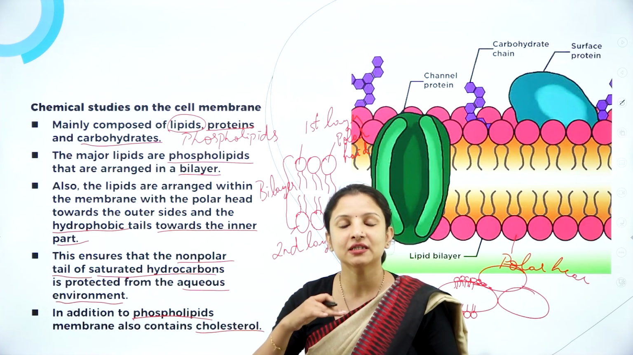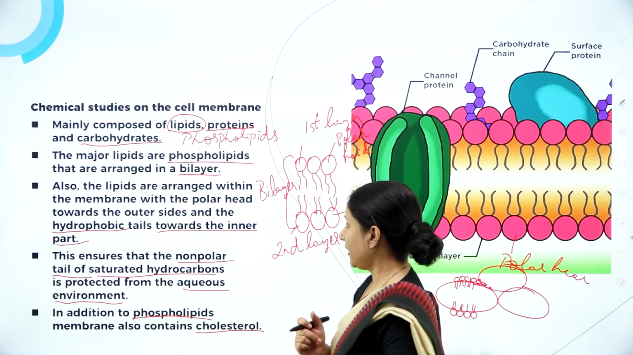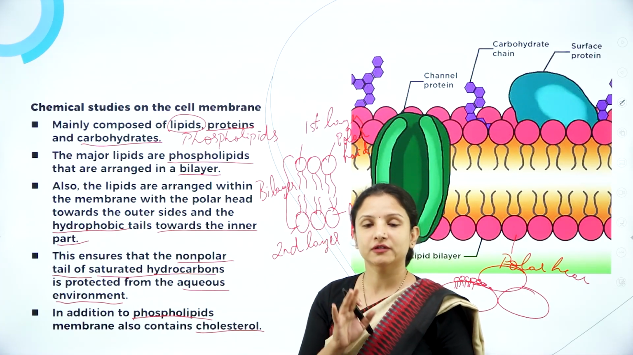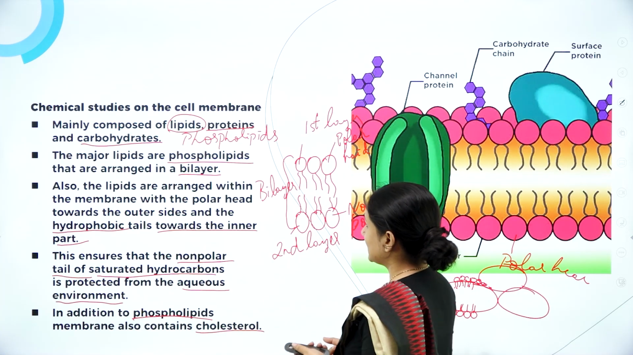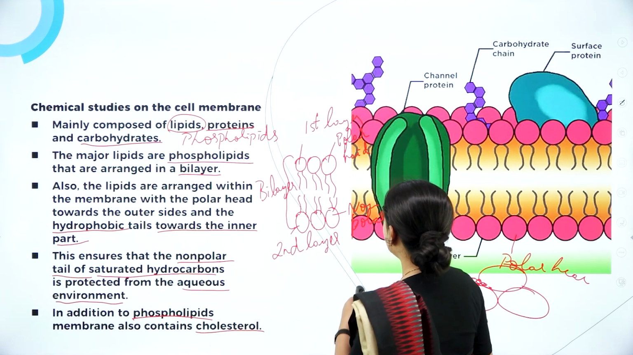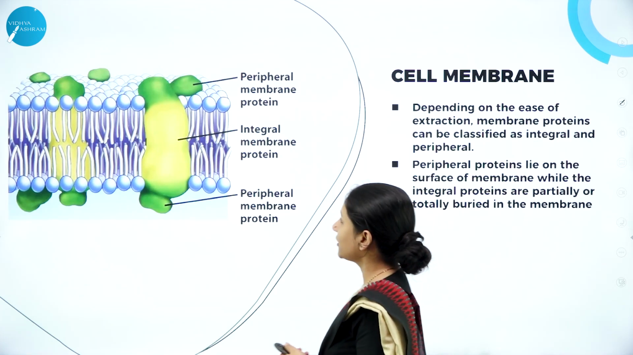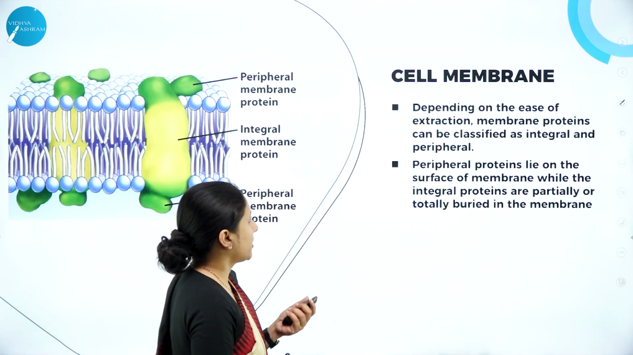They are always present towards the inner side of the cell. They are arranged such that the polar head of the lipid is always arranged towards the outside of the cell. So this is about the chemical studies. Next, talking about the cell membrane in detail.